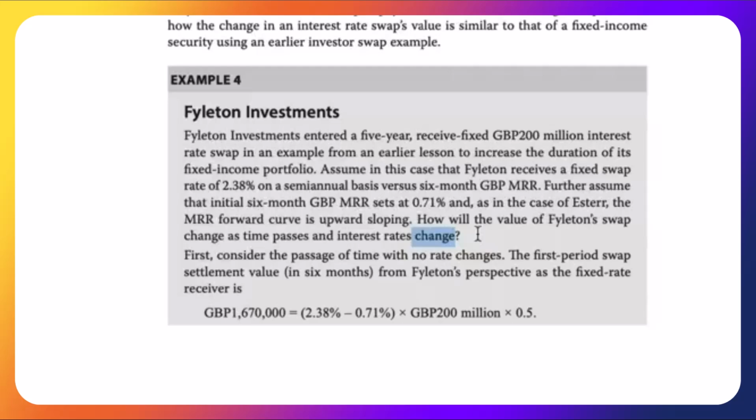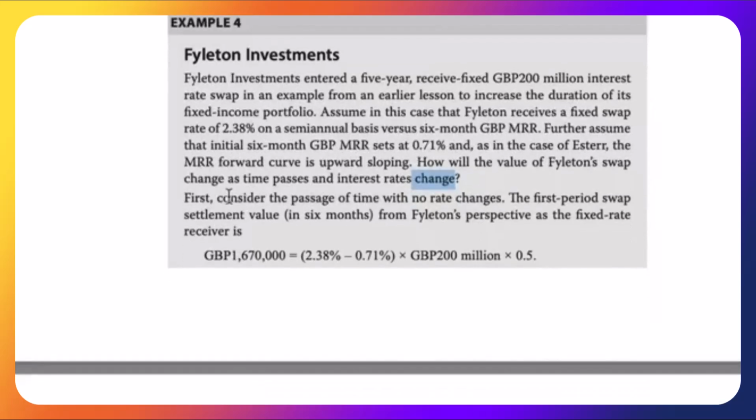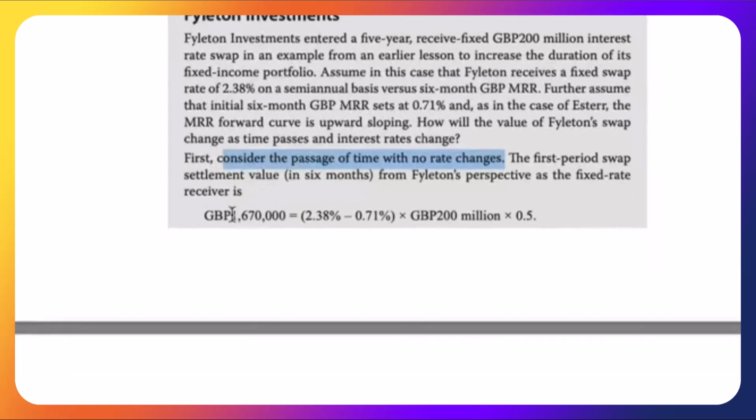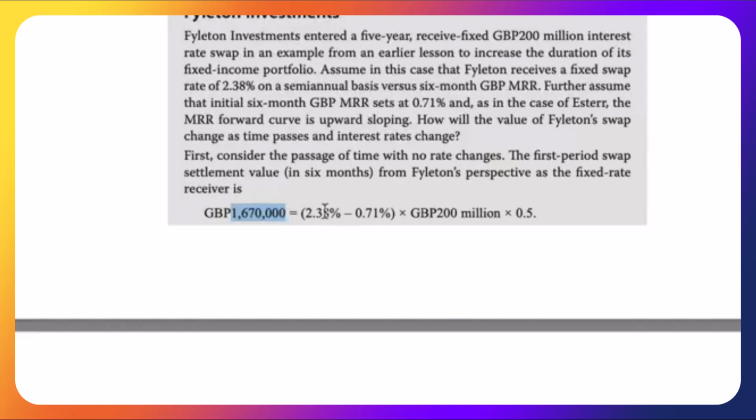Either way, we're going to have a gain if rates drop, but we will have a loss if rates rise. First, consider the passage of time with no rate changes. The first period swap settlement, from Peloton's perspective as the fixed rate receiver, is 1,670. How do we get that? They're going to get 2.38. They're going to pay 0.71.